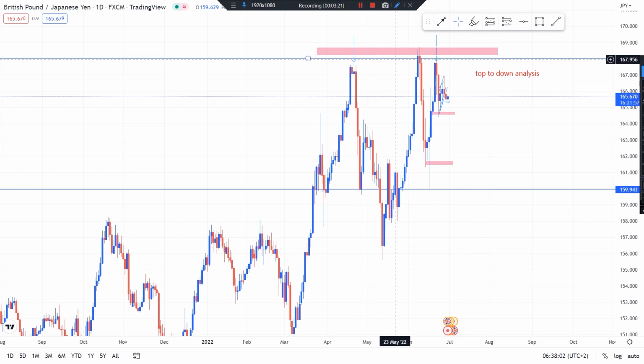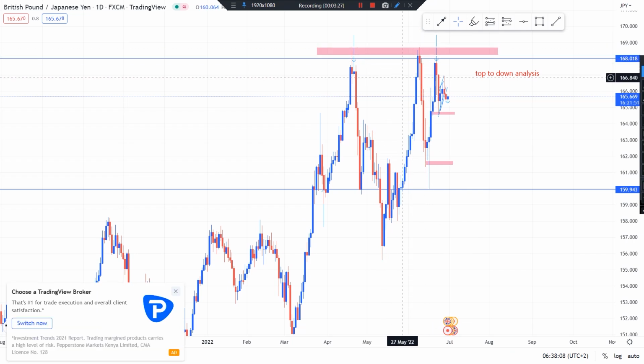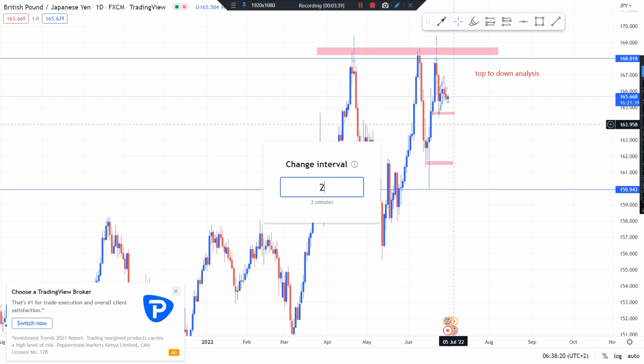Due to the fact that it happened once, twice, and then literally a third time, it means this is a very good key level. At this point, since the market had bounced off, I would expect it to go continuously down. But what we can do is scale down to a smaller time frame.